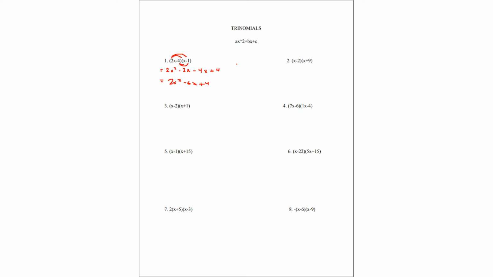Okay, and number 2, just the same thing, distribute. So x squared plus 9x minus 2x minus 18. And if you simplify that, just x squared plus 7x minus 18.